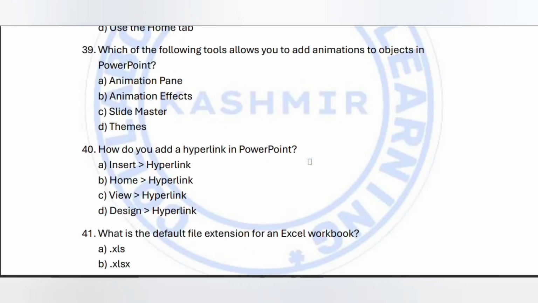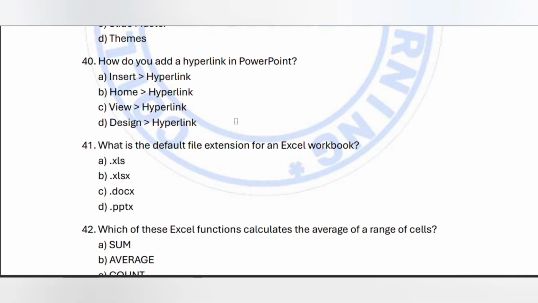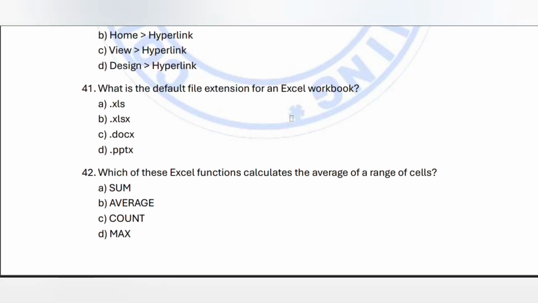Question number 39. Which of the following tools allow you to add animations to objects in PowerPoint? Again, animation pane. Question number 40. How do you add a hyperlink in PowerPoint? Insert hyperlink. Question number 41.